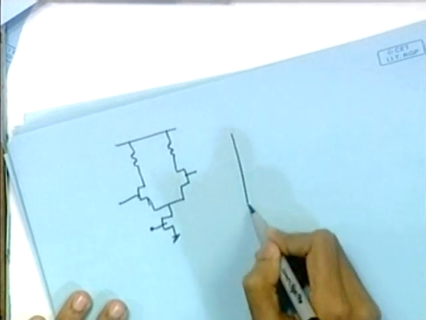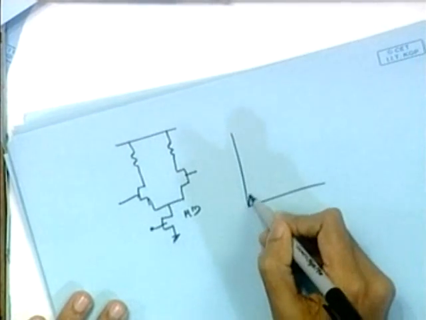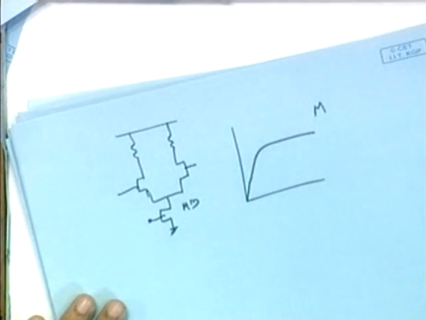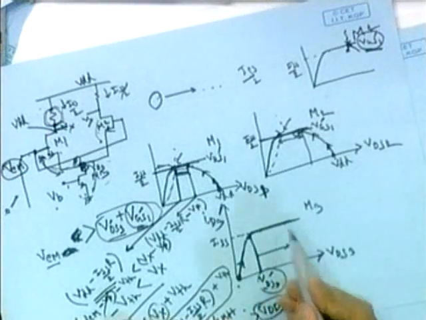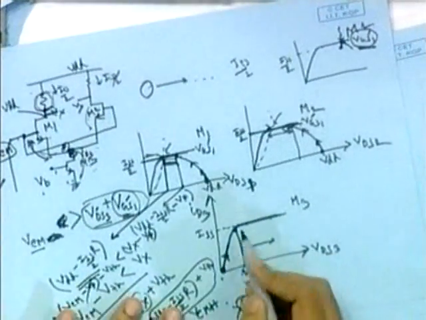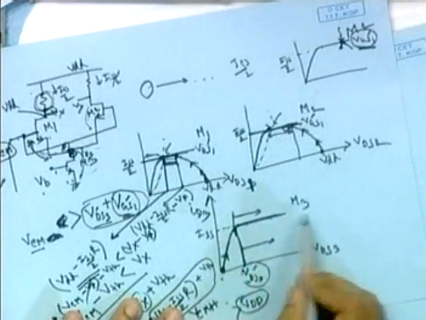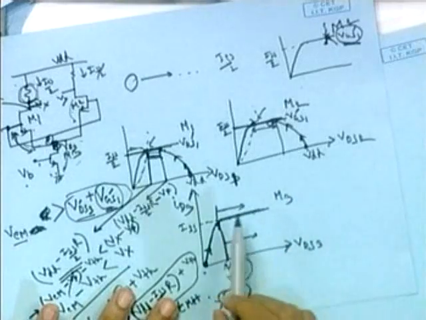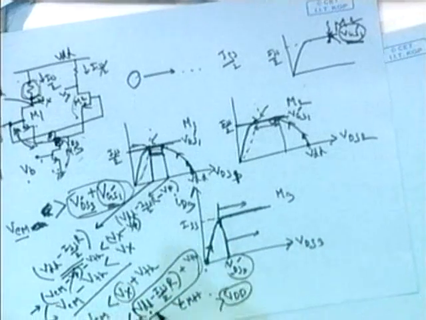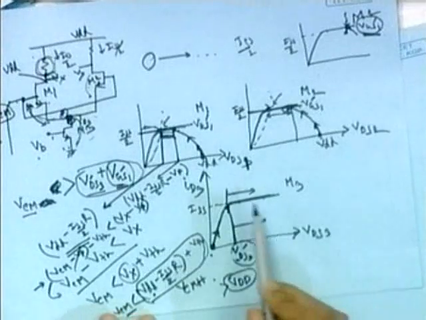I have said this is for M3. For M3 it is going like this. From this point onwards, we can apply any VCM that will keep M3 in saturation, obviously less than this portion. So we can apply any voltage.